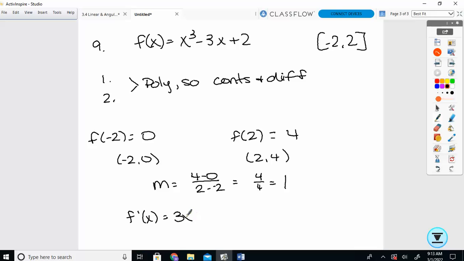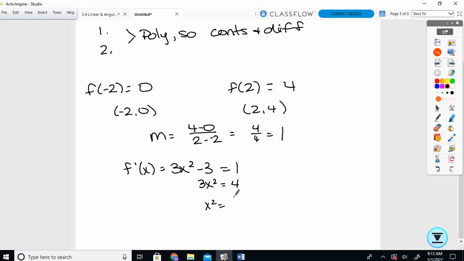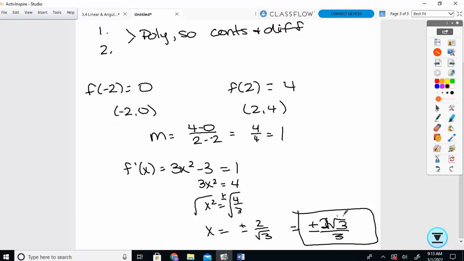So mean value theorem says the derivative will equal 1. So if we do the derivative, set that equal to 1. Get rid of the square, you square root, plus and minus 2 over radical 3, or if you multiply the radical on top and bottom, that's 2 radical 3 over 3. My interval was -2 to 2. Are both of those in my interval? They are. So we have 2 numbers this time.